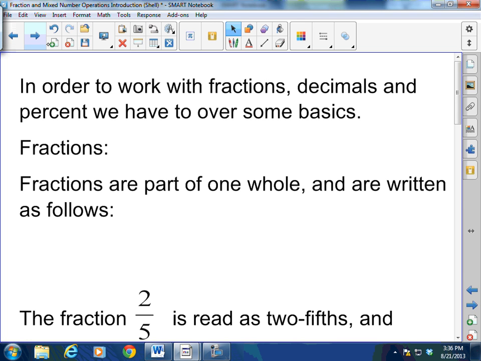In order to work with fractions, decimals, and percents, we have to go over some basics. Sorry about that. Should have said we have to go over. Go ahead and fill that in, please.